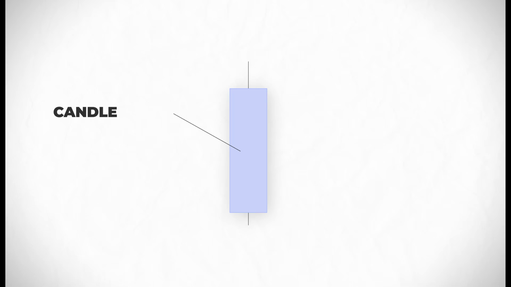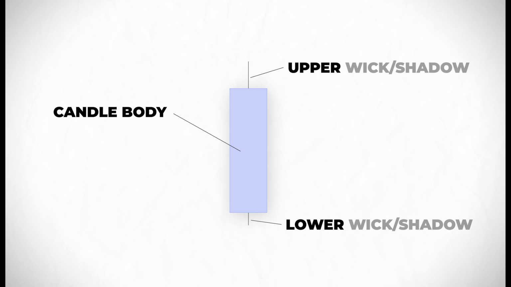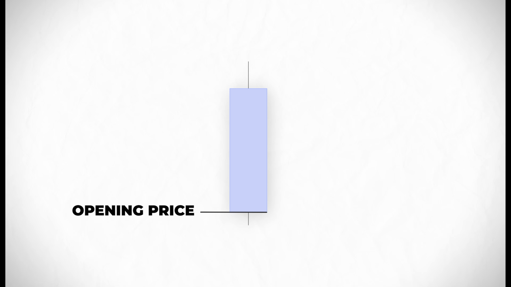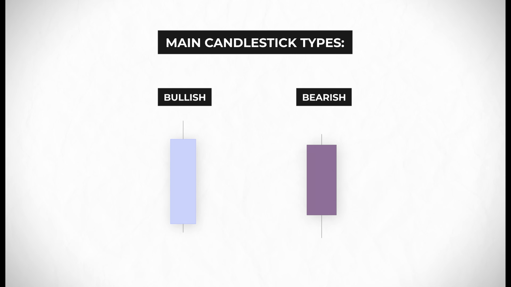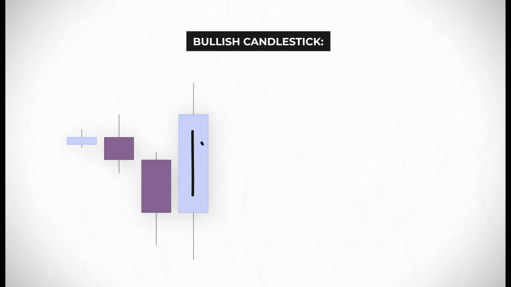So a candlestick consists of a body and may have one or two wicks, or what we call shadows. So the body of the candlestick shows the opening and the closing prices, while the wicks represent the highest and the lowest prices during that period. So let's actually talk about the two main types of candlesticks that you will encounter in trading, and these are the bullish and bearish.